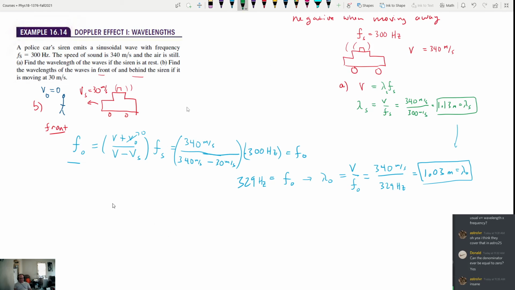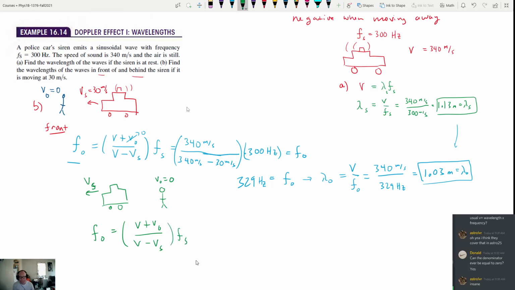All right, second possibility is same car. It's going this way. And now our observer is going to be over here. Again, VO is going to be equal to 0. So the only difference now is that VS is moving away from the observer, right? So all we're going to have to change in our equation, we do FO equal to V plus VO over V minus VS times FS.